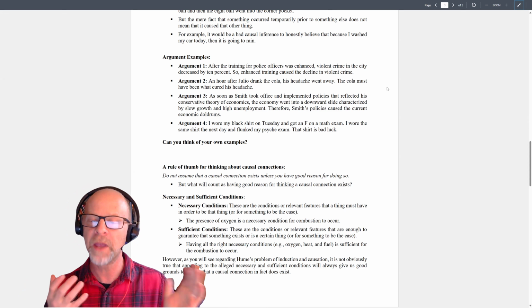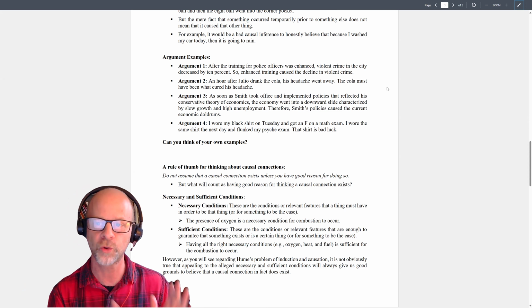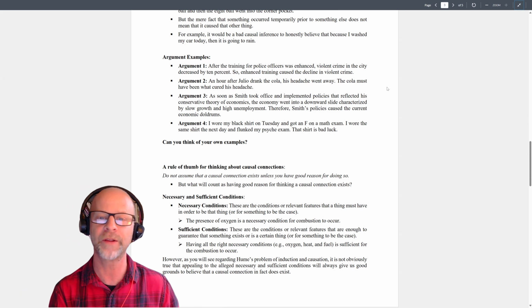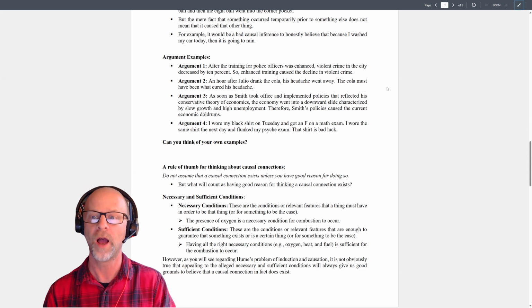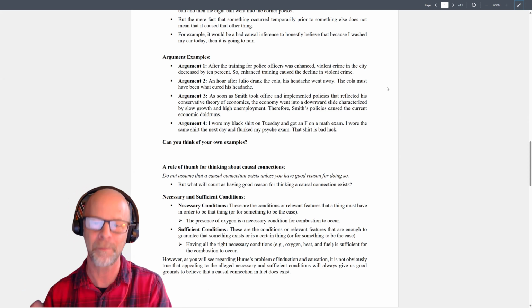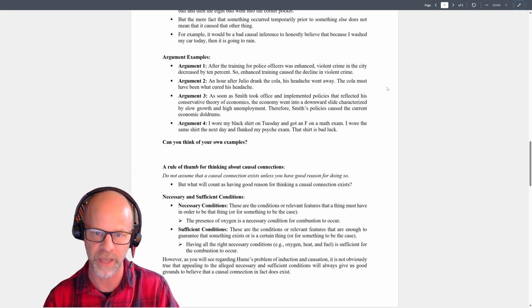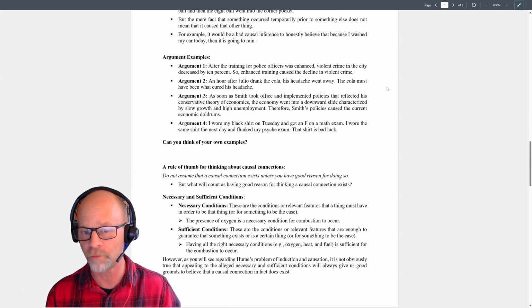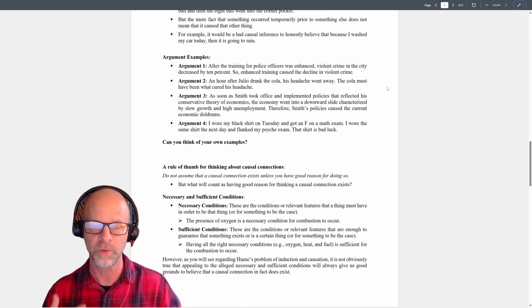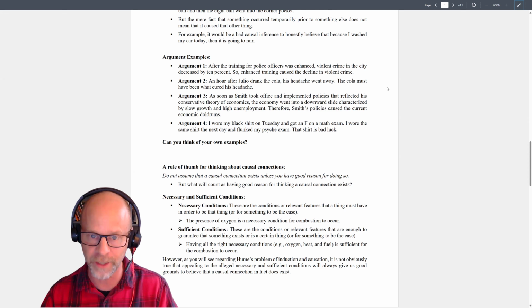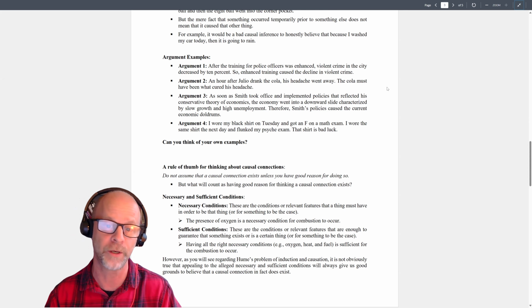So just the mere fact that the police officer training was enhanced, temporally speaking, prior to the drop in violent crime doesn't automatically mean that it's causally efficacious. It might have some relevant causal work, but not necessarily. We got to be careful here.